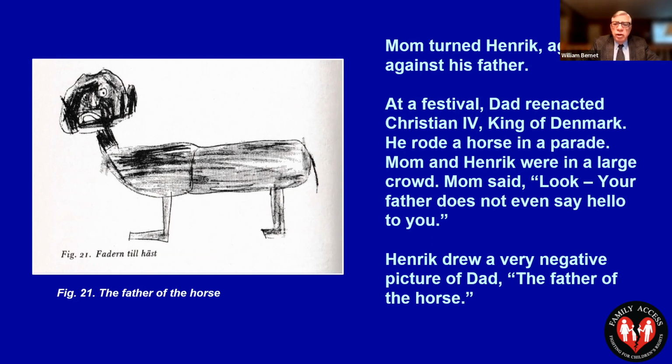And the boy catches on to this, and I guess later he draws this picture, which is a very negative picture of dad, and the name of it is The Father of the Horse. In other words, he draws the father's head attached to the body of the horse. In fact, that's what a centaur is, a mythical being where the head is a human and the body is a horse. And so that's a kind of insulting image of the dad, especially when it's based on the dad doing something that is kind of important, which is being in this parade.